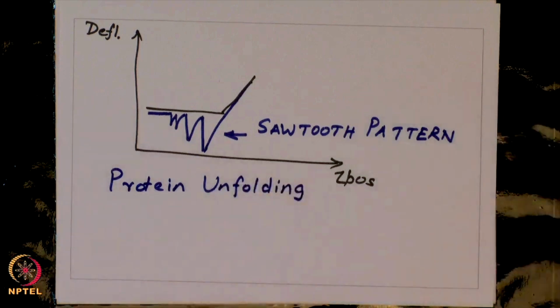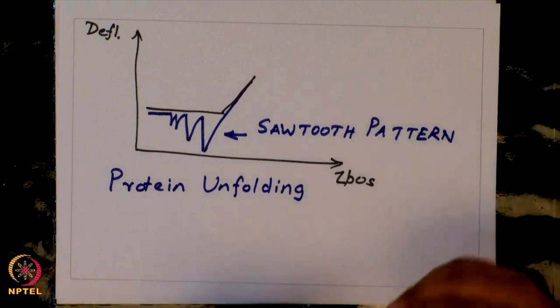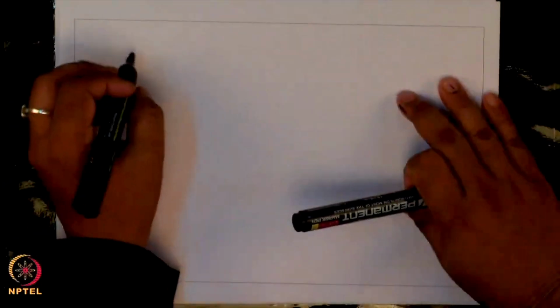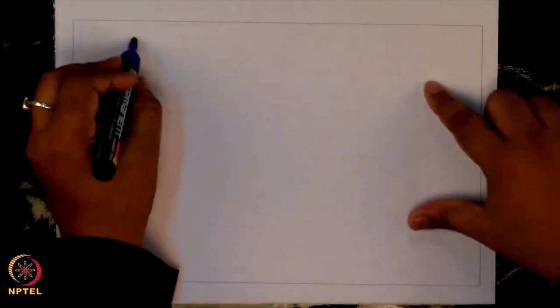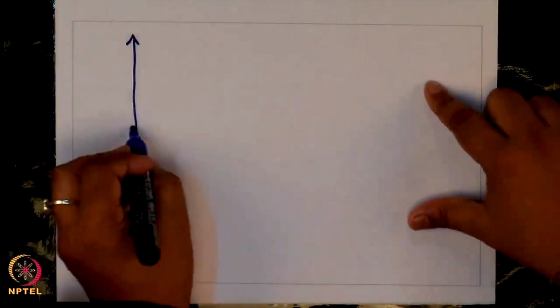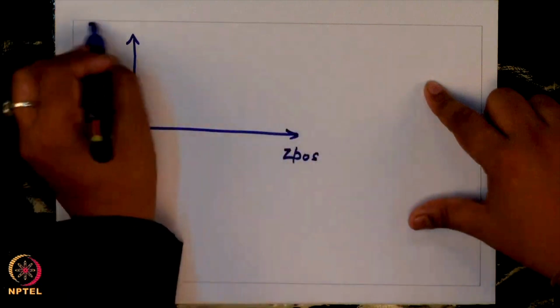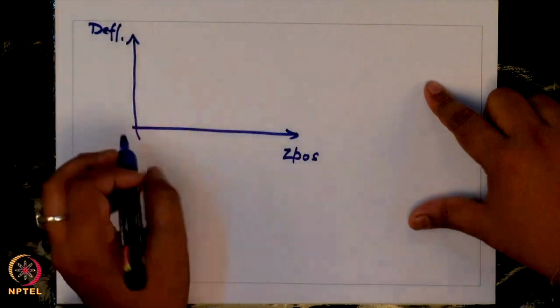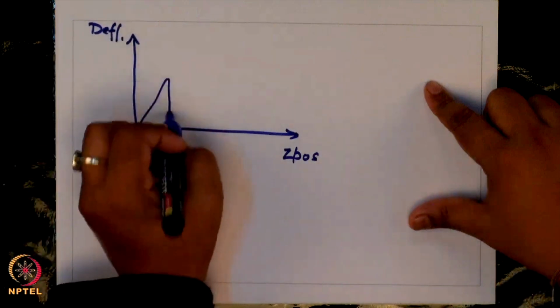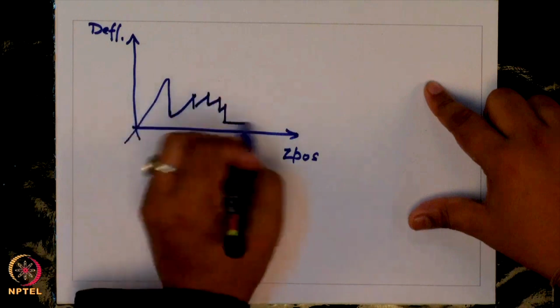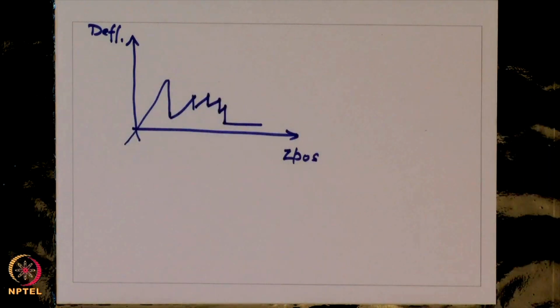Typically, for protein unfolding studies, you do not plot the data like this, but rather, because you are only interested in this portion of the curve, it is plotted in the following way. Something along these lines.